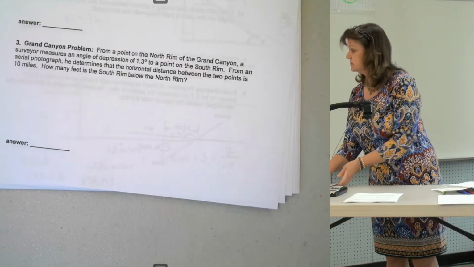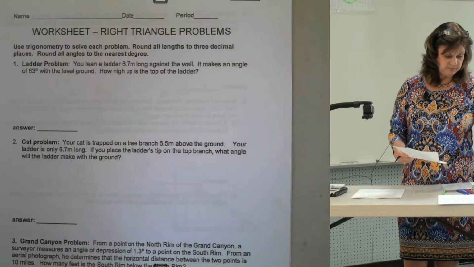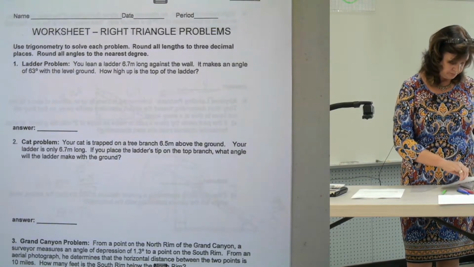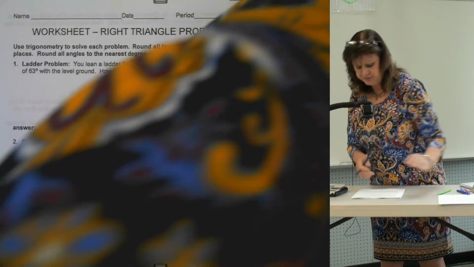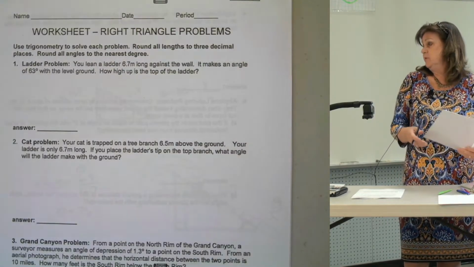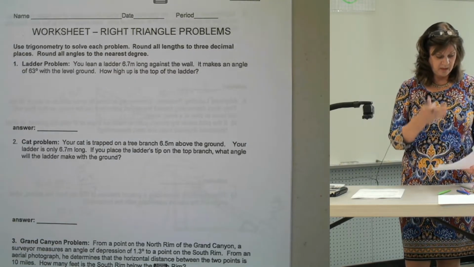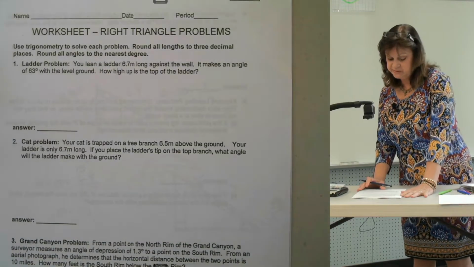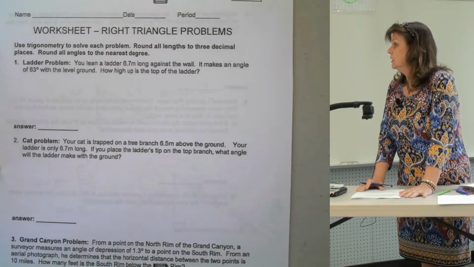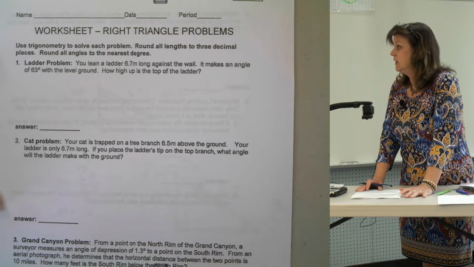So let's move on to this worksheet of right triangle problems. You'll notice it says use trig to solve the problem, so you're either going to be using cosine, sine, or tangent. And we're going to start with leaning a ladder against a wall. It makes an angle of 63 degrees with the ground. How high up is the top of the ladder?